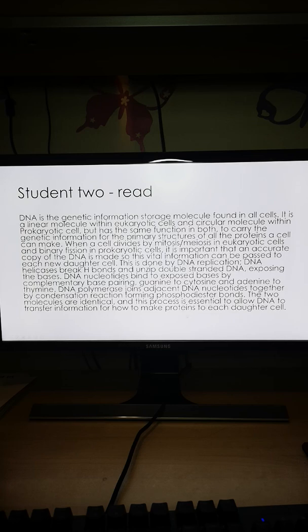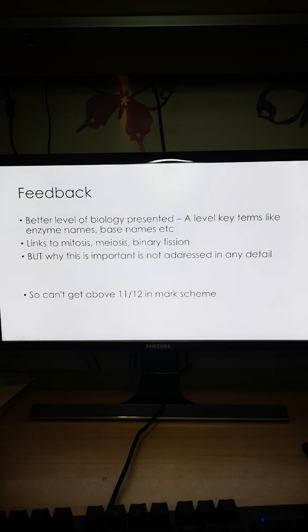Okay, now remember, this is kind of the level you'd be writing at the end of year 2 as well. So good level of detail, just haven't developed the importance yet. So better biology, that's kind of what I want to see, lots of key terms, biological names, links to other topics if you can. So you're not just talking about one area of biology you've been taught in one topic, but you're making links between different bits.